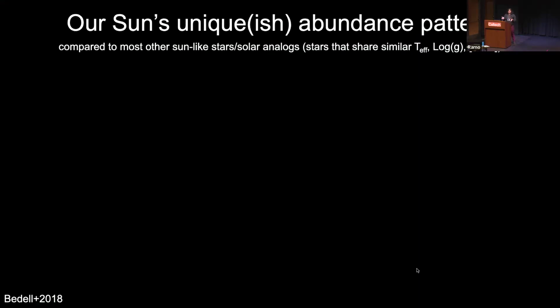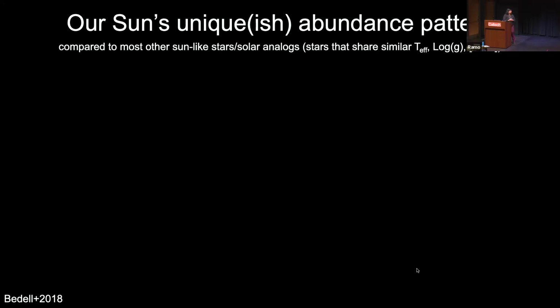So basically over the last decade and a half or so, we've noted that our sun seems to appear chemically different from other sun-like stars. So stars that share the same effective temperature, surface gravity, and metallicity as our sun within some uncertainty range.